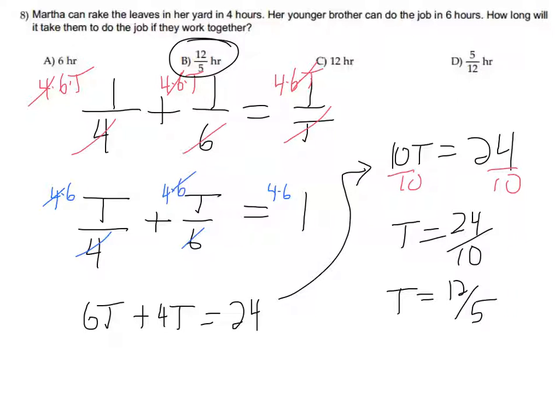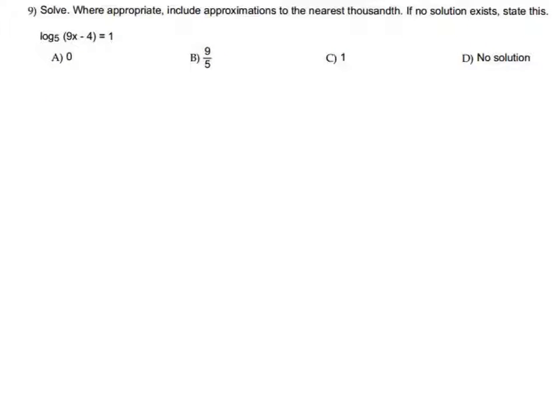Next question. All right, number 9, solve. Where appropriate, include approximations to the nearest thousandth. We look at our answers: 0, 9/5, 1, no solution. Apparently we didn't need approximations. All right.